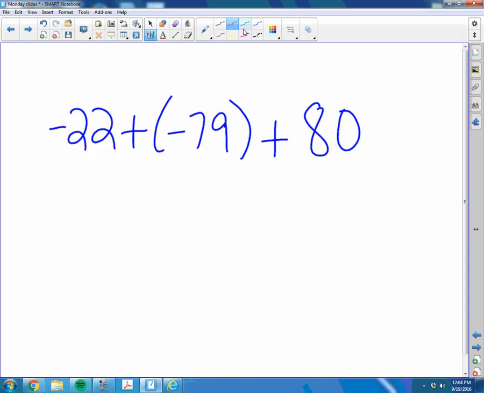Can we give you about 10 more seconds, then we're going to go through it? What did you do wrong, Cam, on the first one? I thought 22 was positive. I got you.